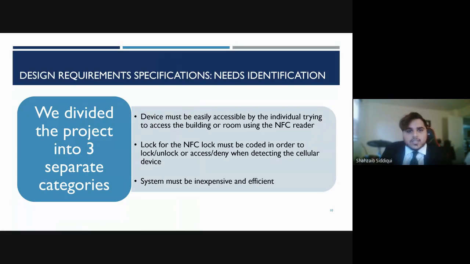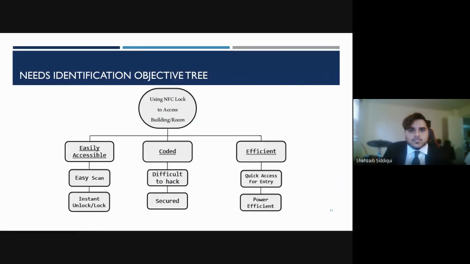Here's the needs identification. We divided into 3 separate categories. So one is that the device must be easily accessible by the individual that's trying to access the building or using the NFC reader. The second is for the lock, it must be coded in order to lock or unlock, access deny. And lastly, the system must be inexpensive and efficient. Next slide.